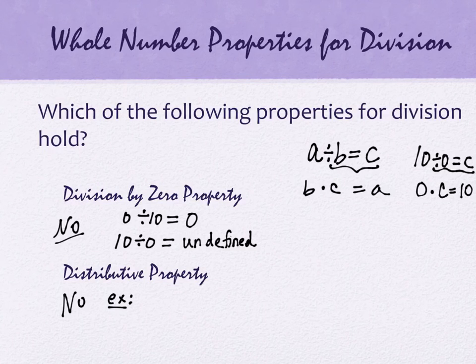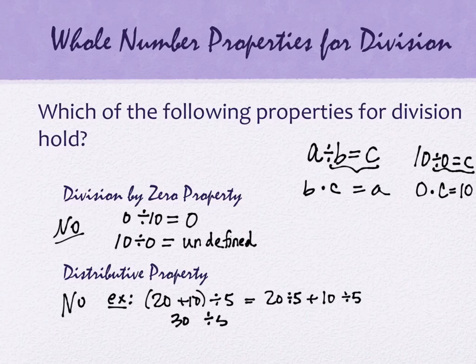Let me show you. If I do 20 plus 10 divided by 5, then to do distribution would mean that I would do 20 divided by 5 plus 10 divided by 5. That's what it would look like. So let's check out this direction. 20 plus 10 is 30, and 30 divided by 5 is 6. 20 divided by 5 is 4, 10 divided by 5 is 2, and 4 plus 2 is 6. So it works in this direction.